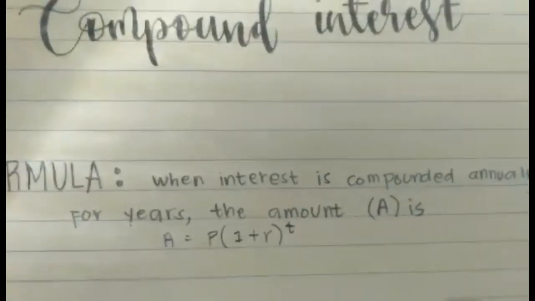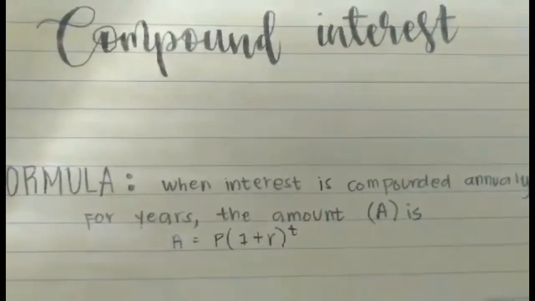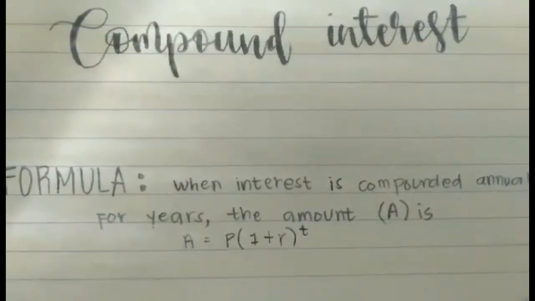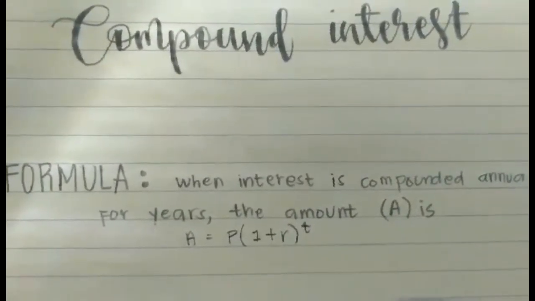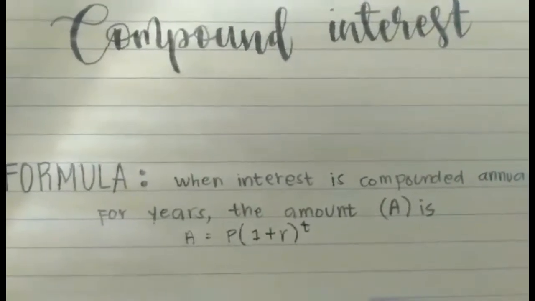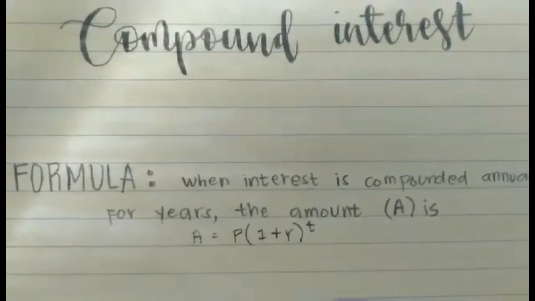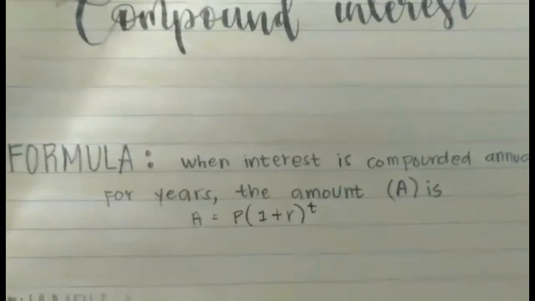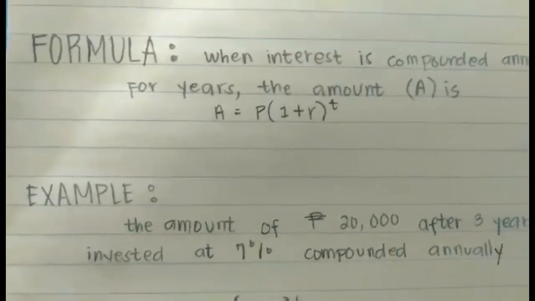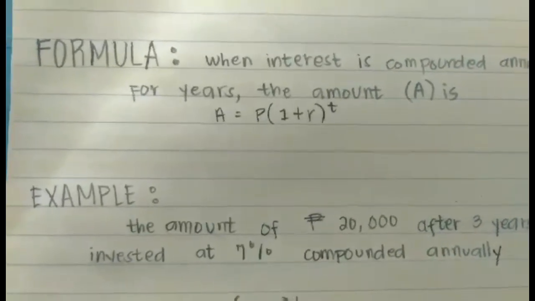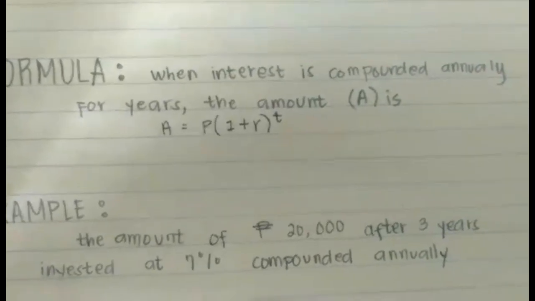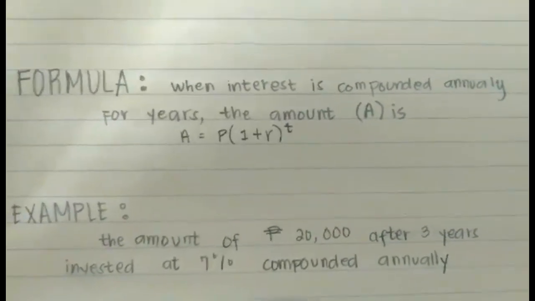When interest is compounded annually for years, the amount A is equal to principal, parentheses, 1 plus rate, raised to t, or time. Now that we know the formula, let's go to an example. Let's say, for example, the amount is equal to 20,000 after 3 years, invested at 7% compounded annually.